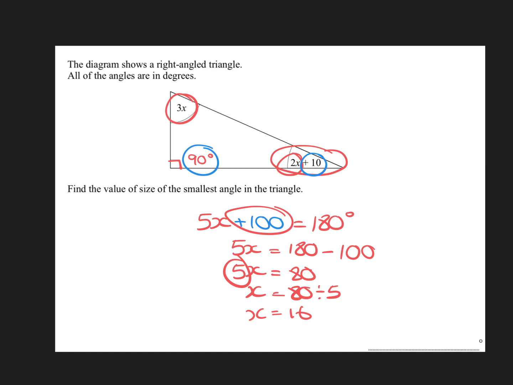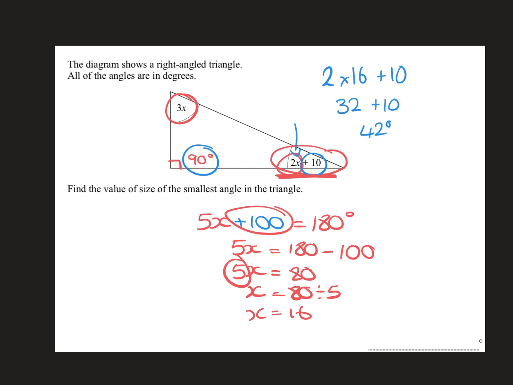Now it says find the value of the size of the smallest angle in the triangle. So we already discussed that that's this one here. But we need to put the 16 in because we know what x is, but we don't know what the value of that angle is. So let's put the 16 into this equation. So we're going to do 2 times by 16 plus 10. So 2 16s is 32 plus 10 means that the value of that smallest angle is 42 degrees.